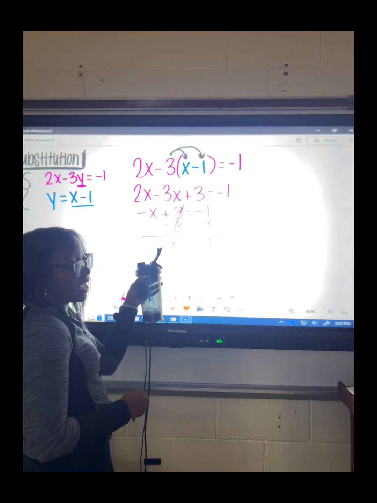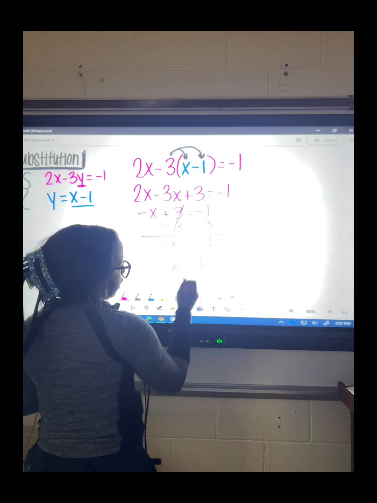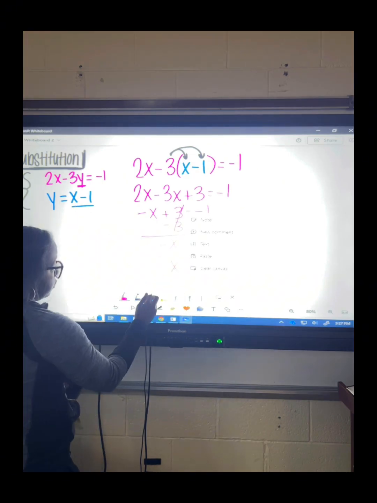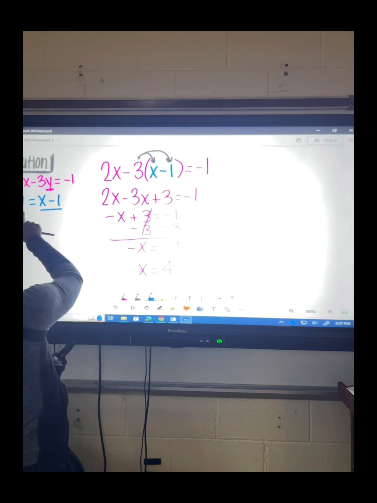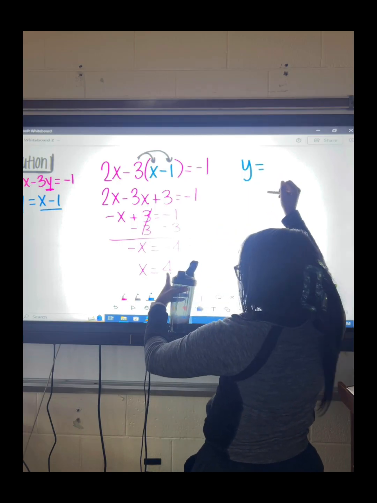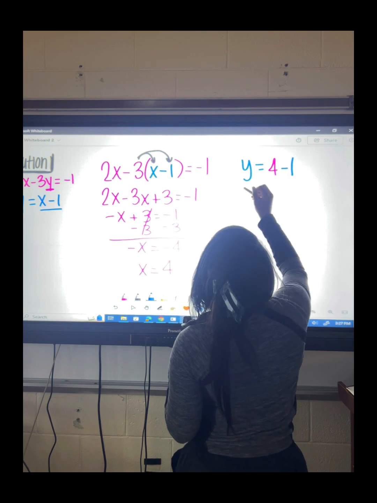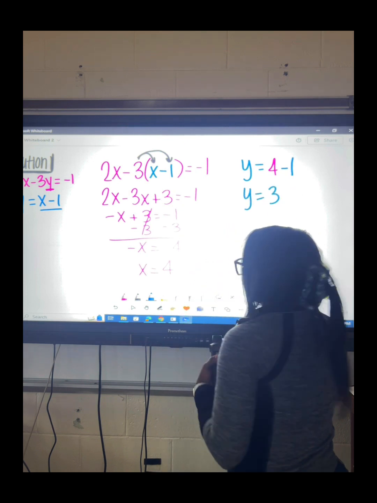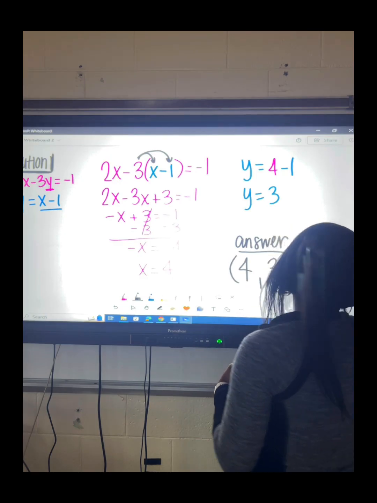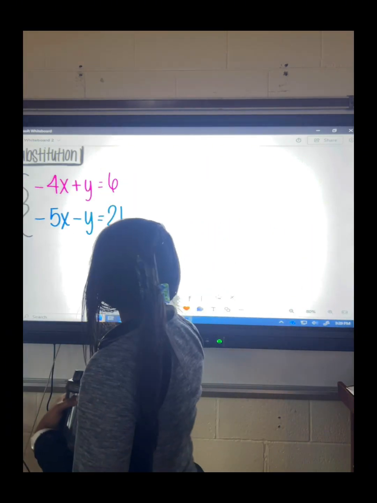Remember right here, I cannot have a negative variable, so I have to flip both the signs. Okay? Now I have to take this x equals 4 and put it into the other equation. So my other equation says y is equal to x minus 1. So I plug in y is equal to 4 minus 1. Y equals 3. Okay? Your answer is 4, 3. See? It's not hard.